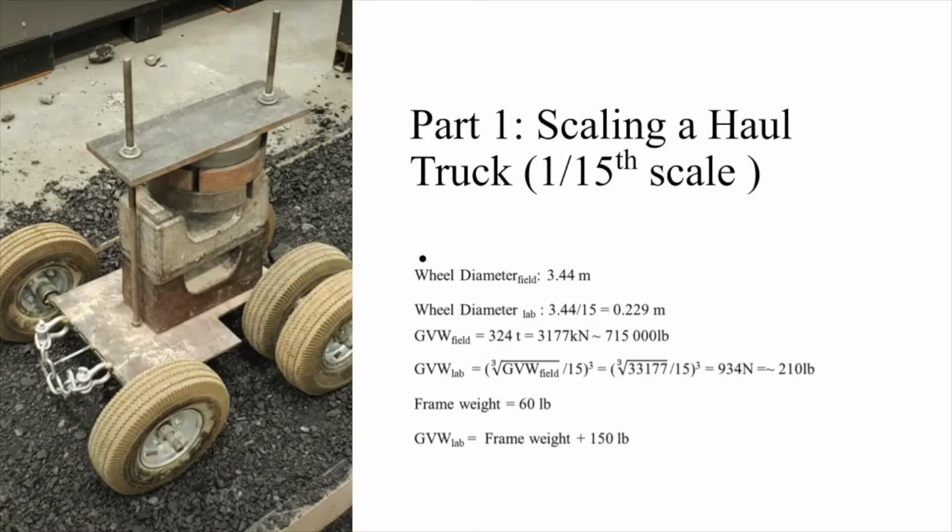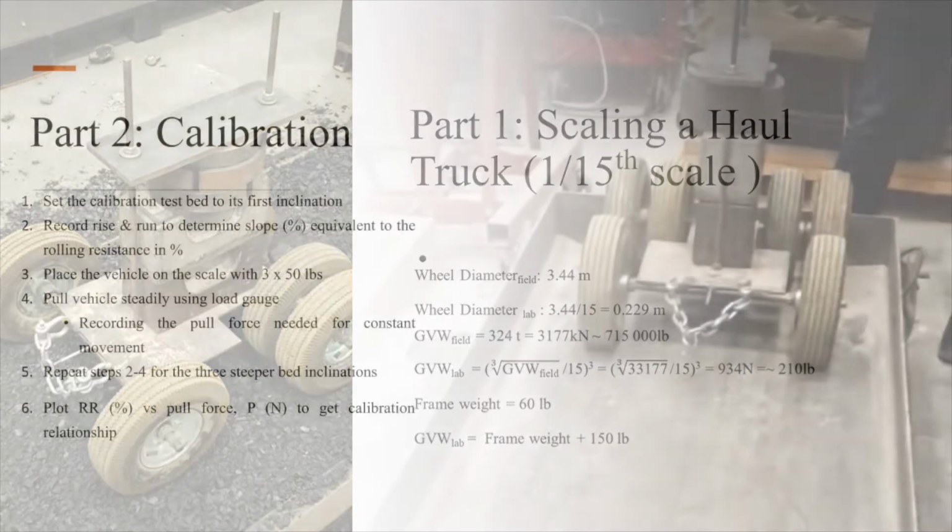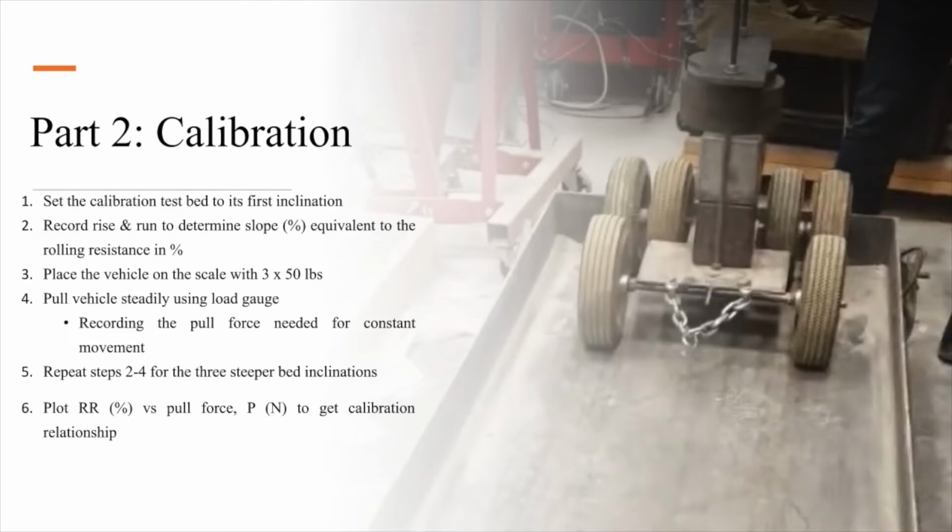Our vehicle is 600 pounds with a 150 payload totaling 210 pounds. This weight is calculated using cube root scaling, making our test vehicle equivalent to a Caterpillar 798 or a Komatsu 730 haul truck with a weight of roughly 715,000 pounds. Rolling resistance can also be expressed as a slope.